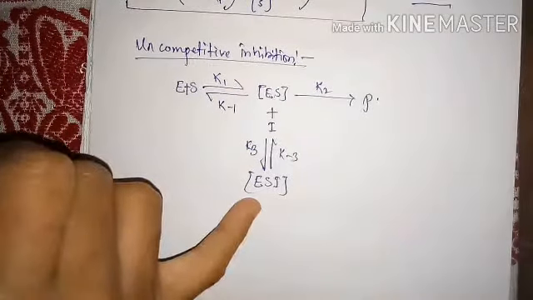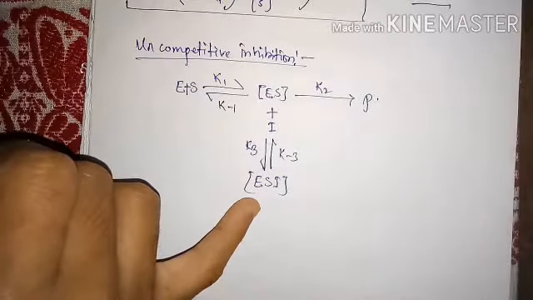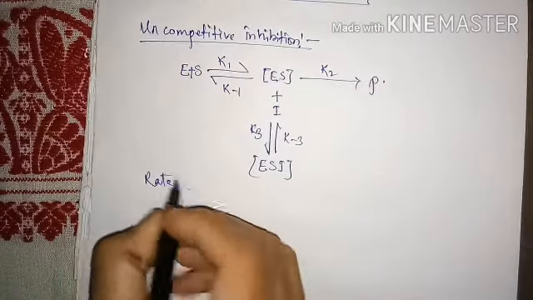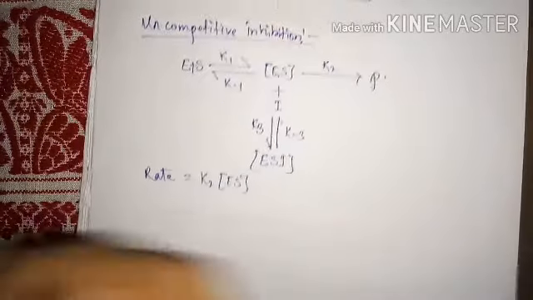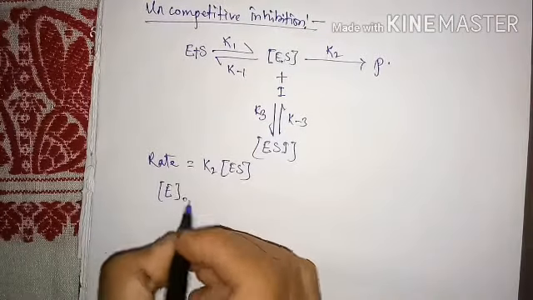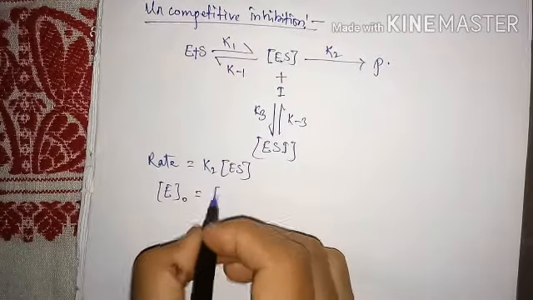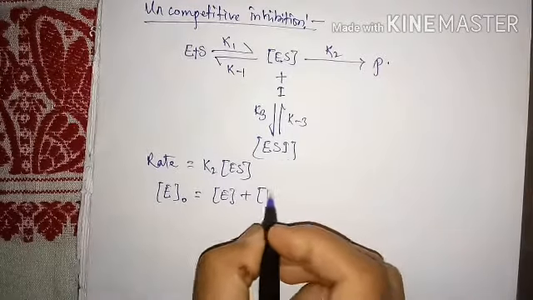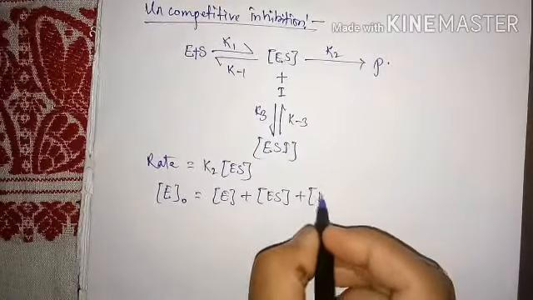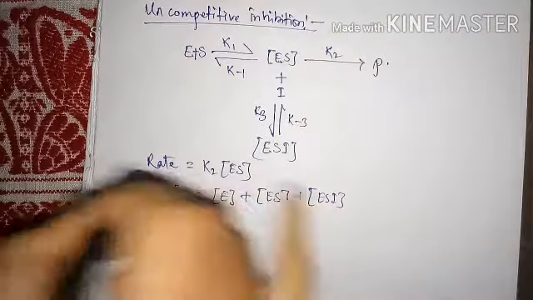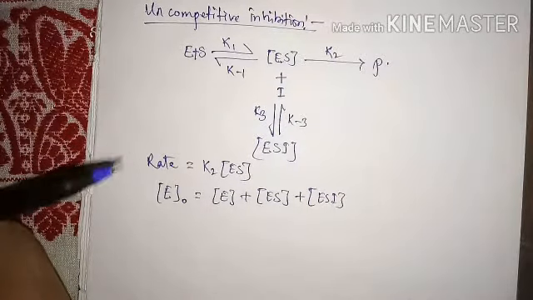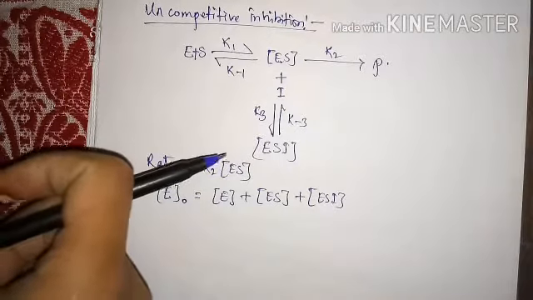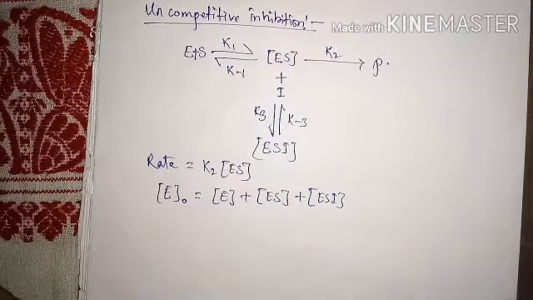So now we know the value of ESI, and the rate is same, that means K2 concentration of ES, and we know that E not total enzyme will be in this case concentration of E plus concentration of ES and plus concentration of ESI only. Okay, there is no EI complex. EI complex is not formed in case of uncompetitive inhibition. Only the inhibitor is going to bind to the ES complex. It will not bind to any other complex.